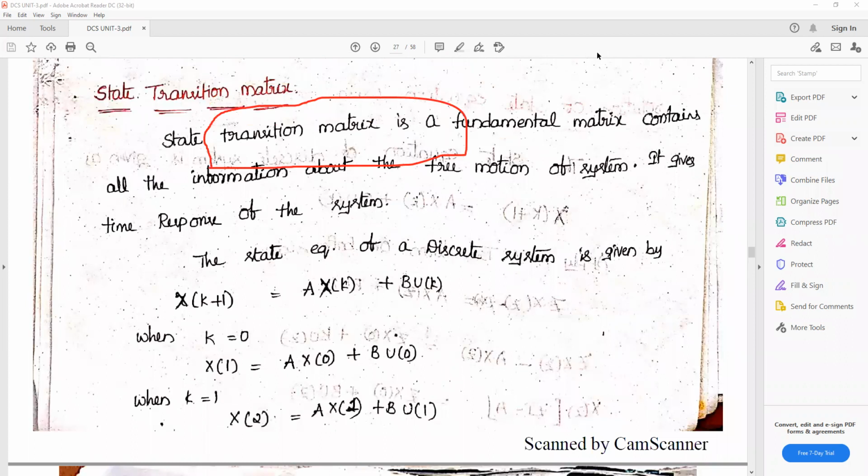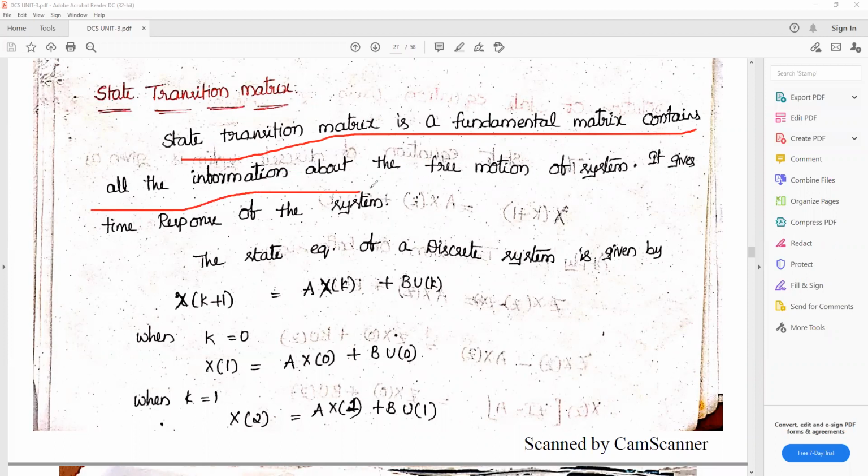State transition matrix. The state transition matrix is a fundamental matrix that contains all the information about the free motion of the system. It gives the time response of the system.